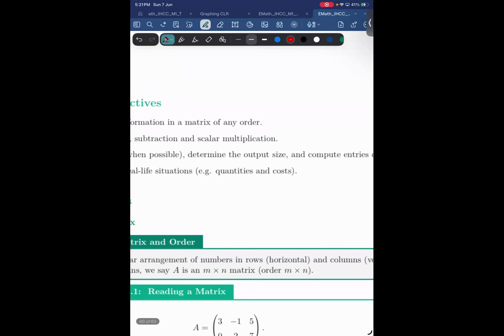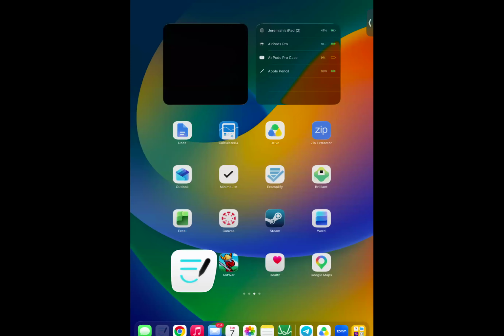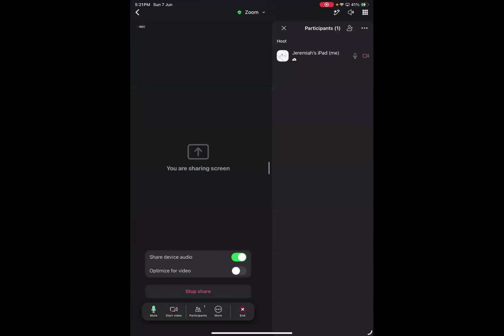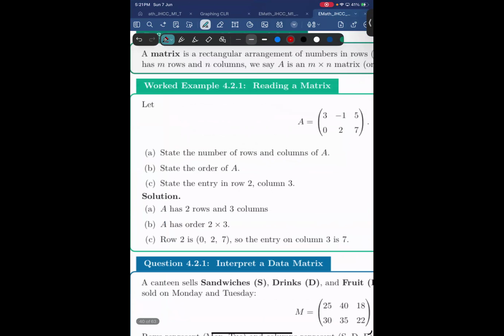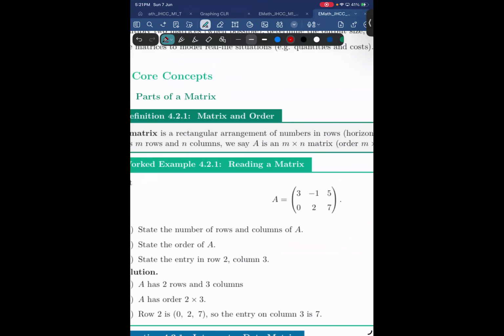So what is a matrix? It's just a rectangular arrangement of numbers with rows and columns. If you have m rows and n columns, you describe it by what is called an order, m by n. So a simple example: this one is 2 rows and 3 columns. Row is horizontal, column is vertical. So the order of A is simply 2 by 3 or 2 times 3. Then if I have to state the entry in row 2, column 3, it will be 7. Simple enough.